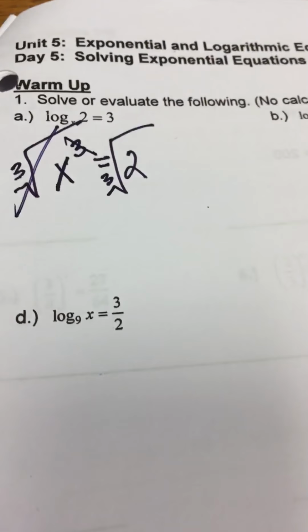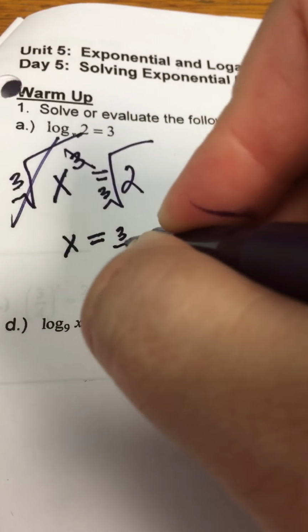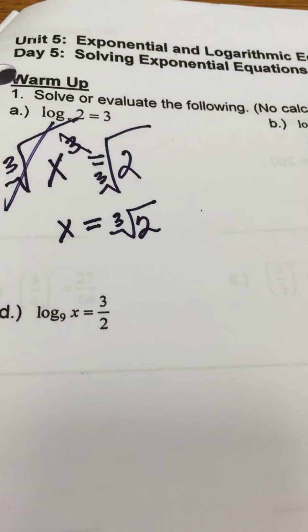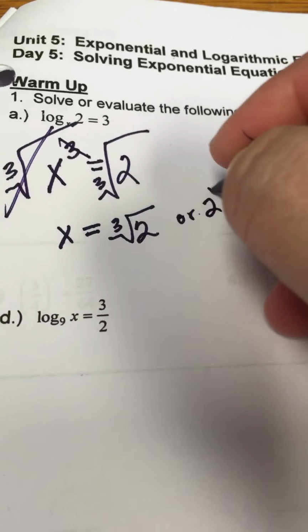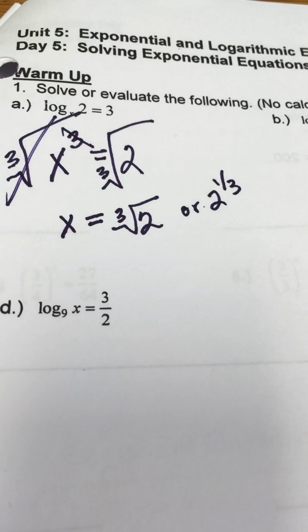Those cancel out. So I don't know, that's a decimal, I don't know exactly what that is, so I'm going to leave it as the cubed root of 2, or you can write it as 2 to the 1/3 power. And that's it.